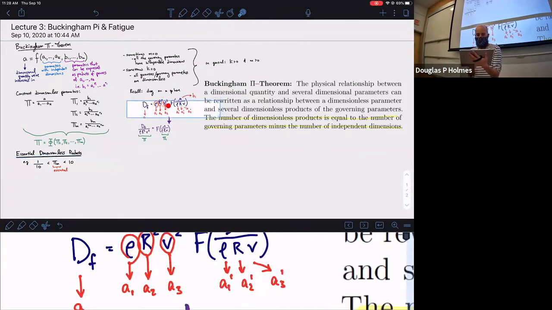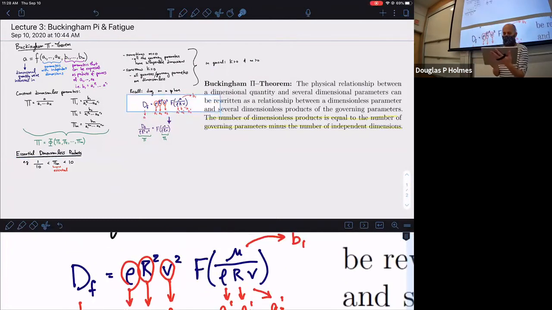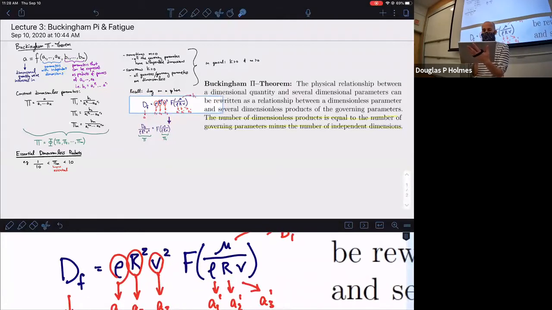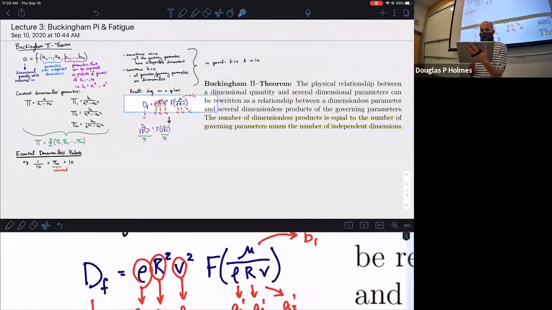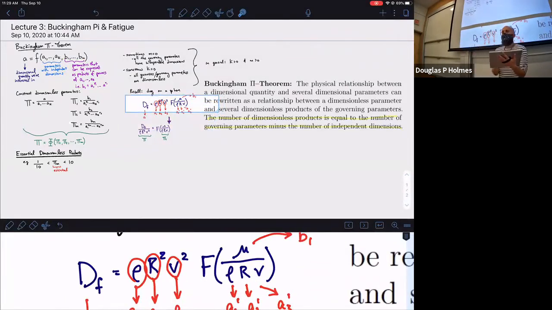With this drag on a sphere problem, you recall we had an unknown exponent that we had to solve for. We had three independent dimensions and we had four unknown exponents. And so what we did is we chose one of them, left it unknown, and we ended up with this form of the drag force. I don't think we actually showed this directly in class. It's in the notes, so you can go to my typed up notes to see this.